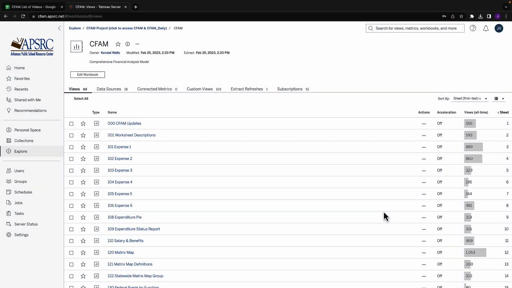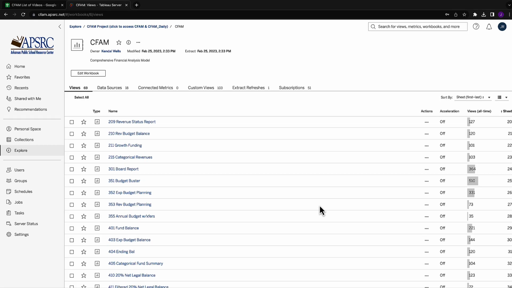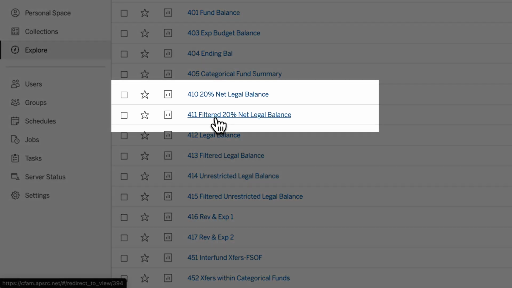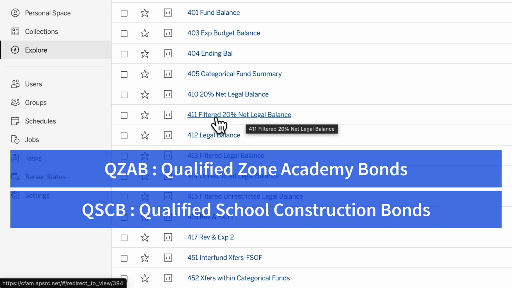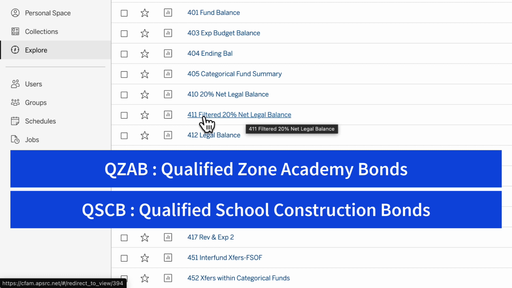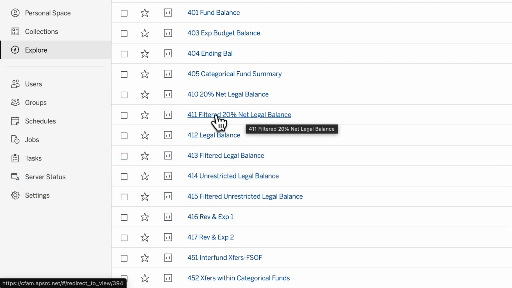Today we're going to look at CFAM worksheet 411. This is going to be over the filtered 20% net legal balance, very similar to 410, the 20% net legal balance. The 411 filtered 20% net legal balance allows school districts that have QZAB bonds to remove those from the calculation of their legal balance so that their 20% requirement goes down. We're not going to get into the details of each bond, but that is what this sheet is for, the districts that have either of those.